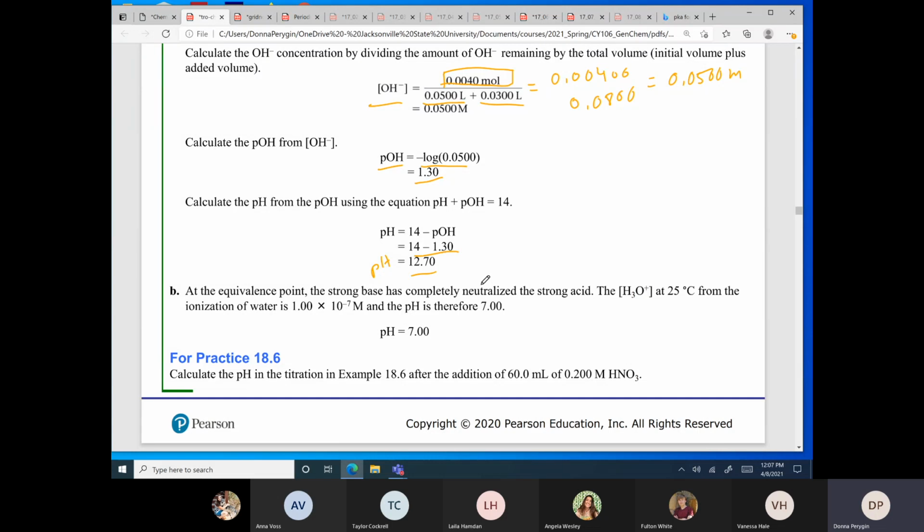At the equivalence point, the strong base has completely neutralized the strong acid, so this is part B, and our pH will be equal to 7. At the equivalence point, all of the base has reacted with an equal amount of acid. Since it's a strong acid and strong base, we're going to have just the salt plus water formed. And so all of our H plus is just due to the autoionization of water, which is going to give us 1 times 10 to the minus 7.